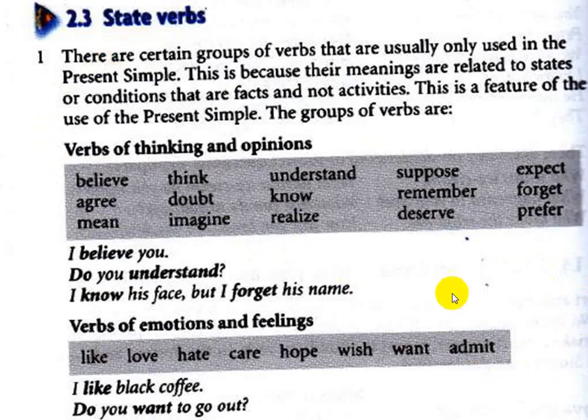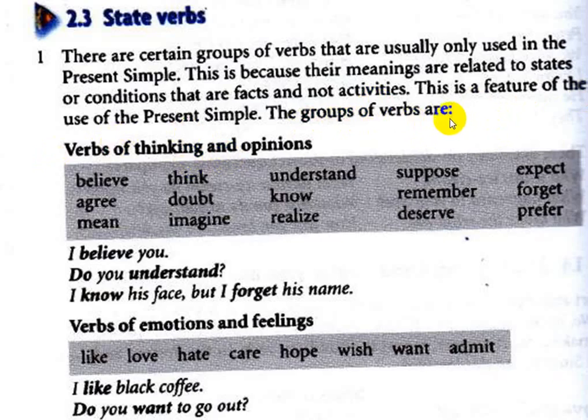State verbs. We will talk in this slide about state verbs. There are certain groups of verbs that are usually only used in the present simple. They are not used in the continuous form, only in present simple. This is because their meanings are related to states or conditions that are facts and not activities. This is a feature of the use of the present simple.